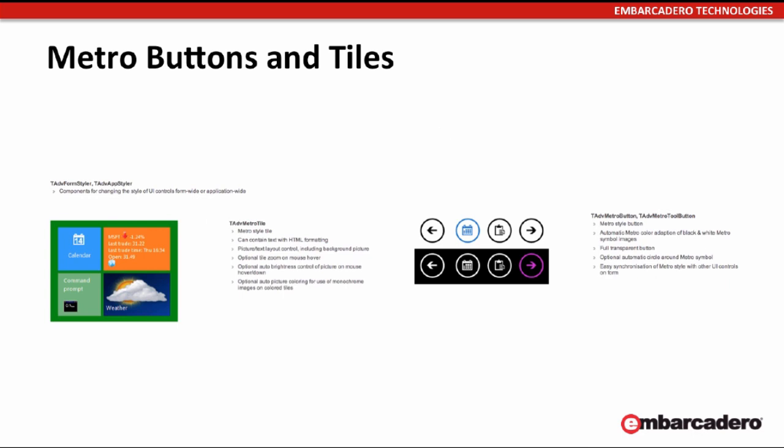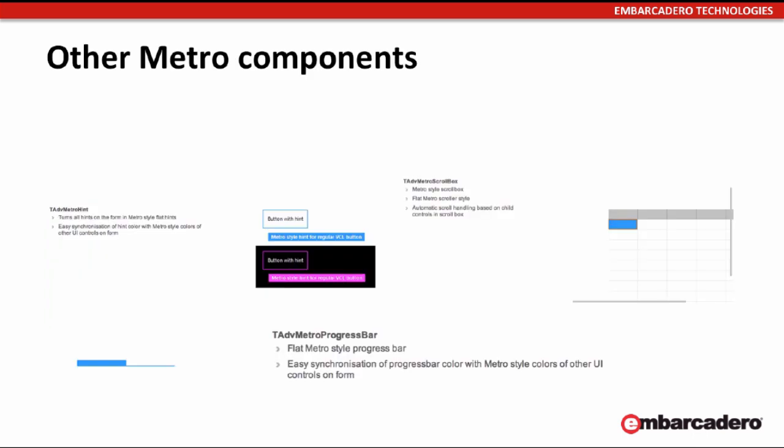Buttons are a big part of Metro style, Windows 8 style, this very unique look, as you see there on the right, as well as tiles. Now, tiles are typically used as the start menu user interface for Windows 8, but you can certainly use these within your actual application as well. Typically, these are done with HTML type of code, so you can add that element of the Windows start menu, these tiles that are updated in real time, to your application using these Metro tiles. A couple other Metro components that are provided include hints, progress bars, and an advanced Metro scroll box as well.